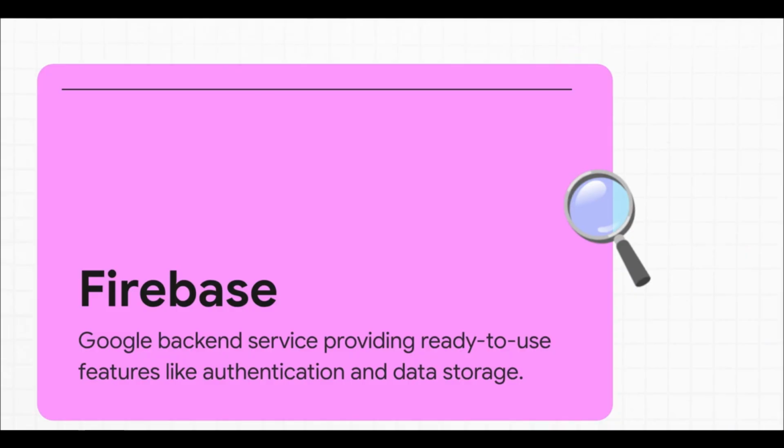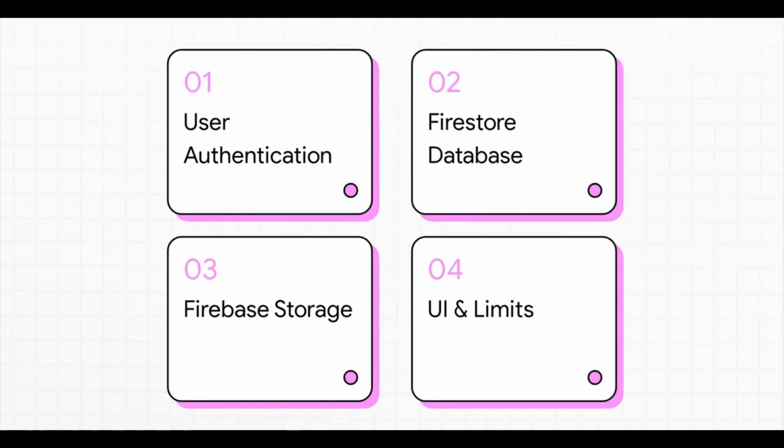Well, we use Firebase. Think of Firebase as our ultimate ready-to-use infrastructure. Instead of us sitting around building complex servers from the ground up, Firebase steps in and handles all the heavy lifting. I'm talking user authentication, secure data storage, the whole shebang. And it seamlessly connects with Google AI Studio. So here is our 4-step blueprint for today. 1. User authentication. 2. Our Firestore database. 3. Firebase storage. And 4. UI and limits. Let's get right into it.